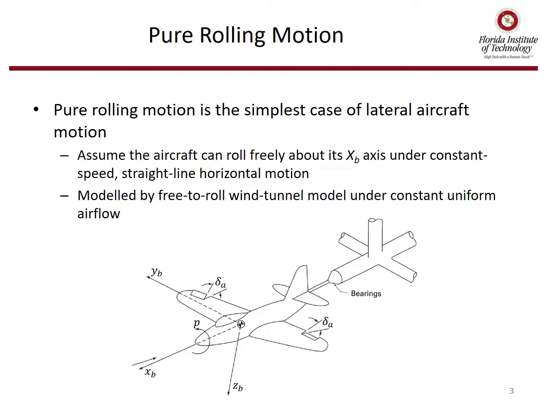Pure rolling motion is the simplest case of lateral aircraft motion. Assume the aircraft can roll freely about its X-body axis under constant speed, straight line, horizontal motion. This is well modeled in a wind tunnel.